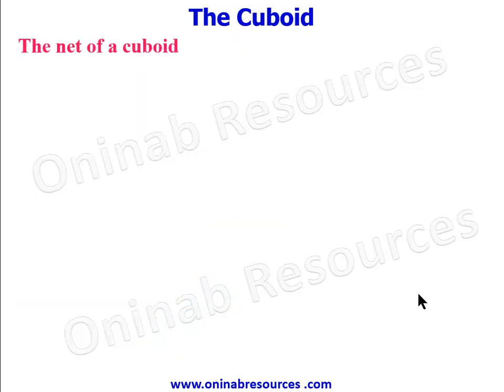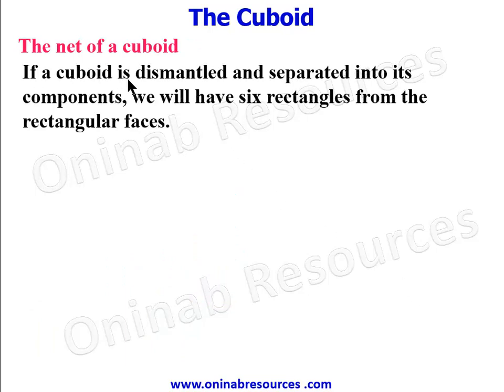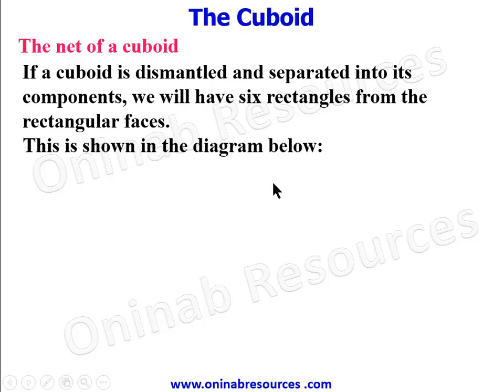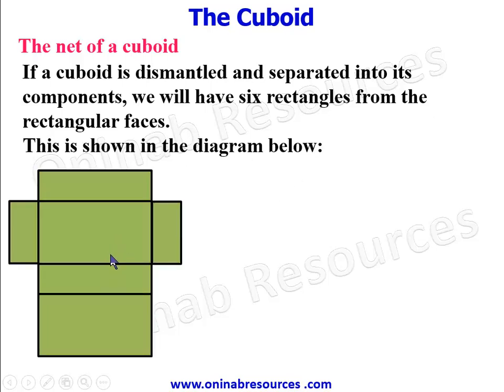Then we go to the next item, the net of a cuboid. If a cuboid is dismantled and separated into its components, we have 6 rectangles from the rectangular faces. This is shown in the diagram below. This is the net of a cuboid.